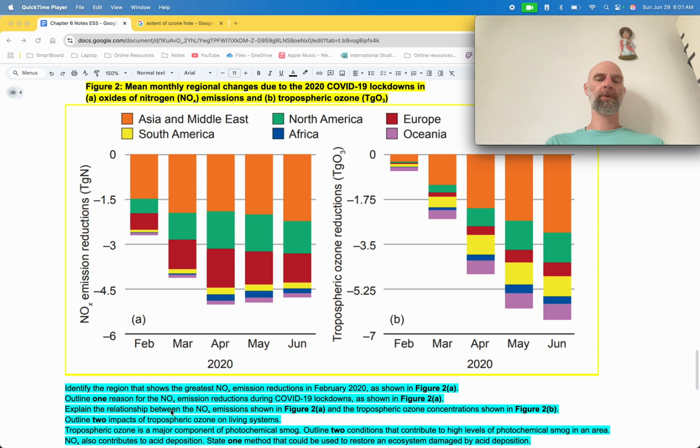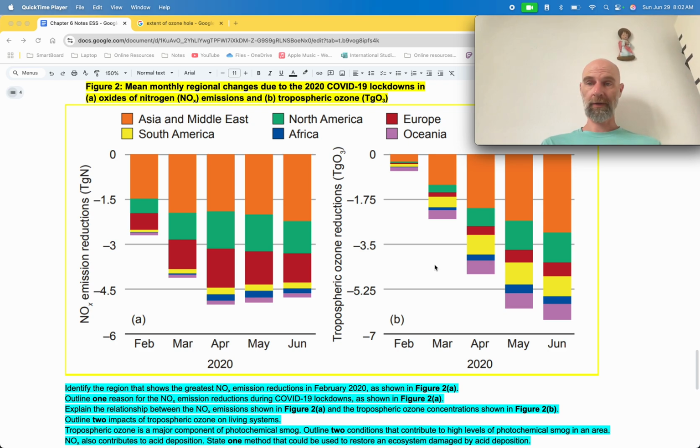So, explain the relationship between the nitrous oxide emissions shown in Figure 2A and the tropospheric ozone concentrations shown in Figure 2B. Sorry, everybody. As nitric oxide decreases, so does the tropospheric ozone. So that's basically the link that you see right there. This is because nitrous oxide can lead to tropospheric ozone formation.